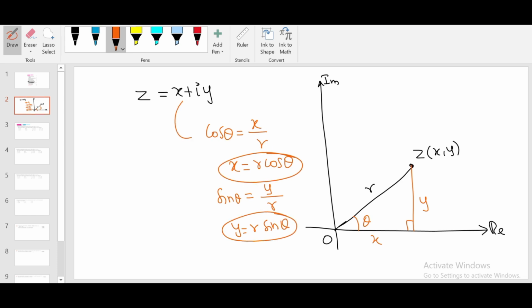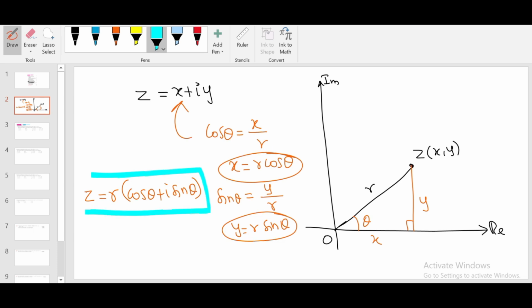Sub in these two in here, you'll get z is equal to, you can take r as a common factor, r times cos theta plus i sine theta. This is the modulus argument form of a complex number. So to write any complex number in this form, you need the argument and the modulus of the complex number. So let's go to the exercise now.